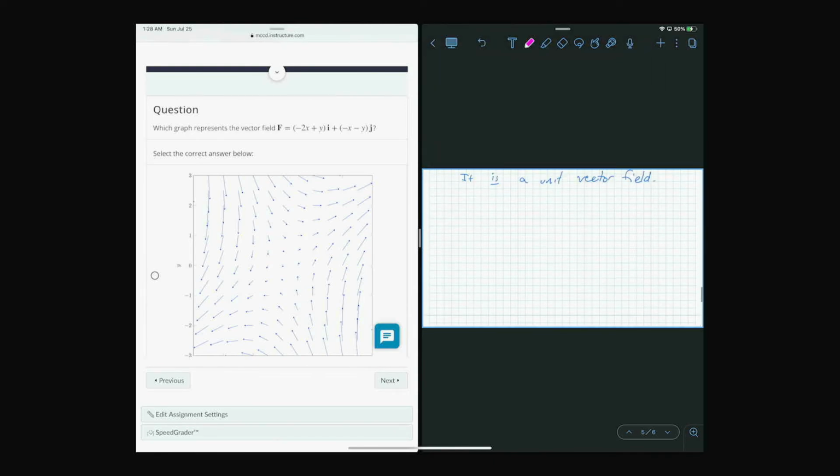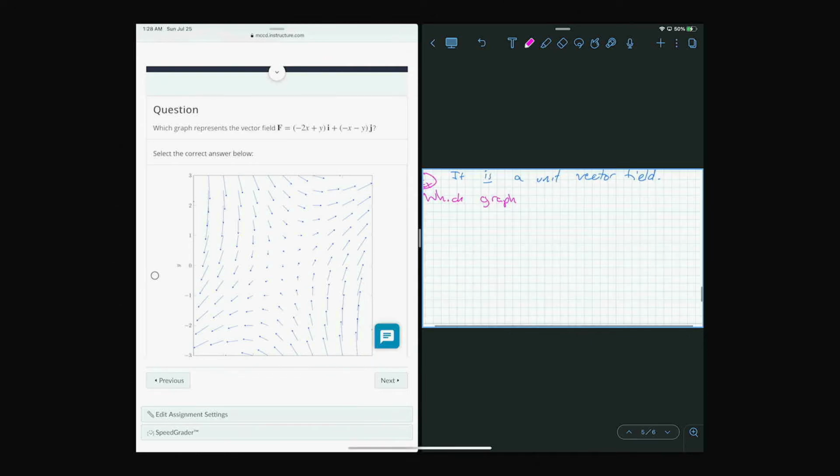So which graph is correct? This is just off the homework. I'm not going to draw the graphs, so you'll just have to see the video. Which graph is correct for f of x, y equals negative 2x plus y, i, plus negative x minus y, j? What you can do is pick a couple numbers and just see what's going on.